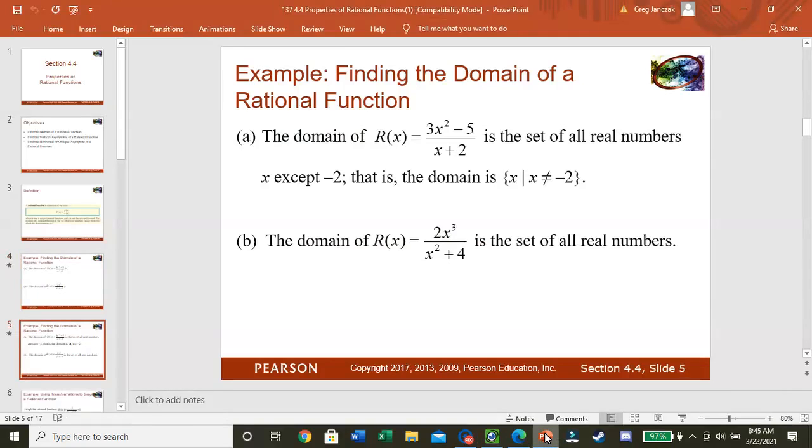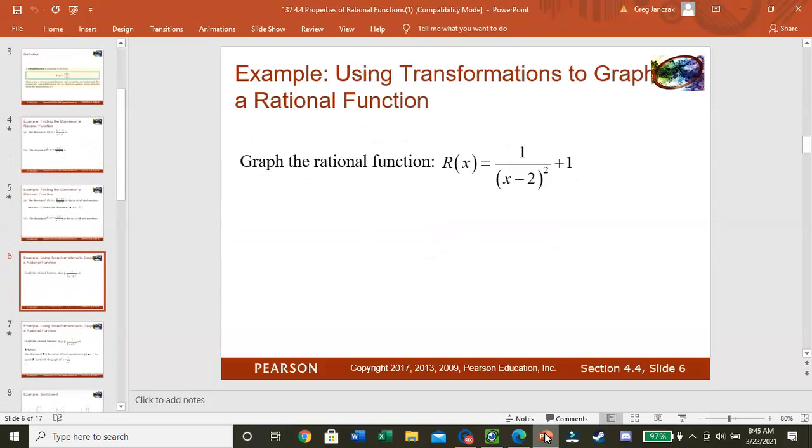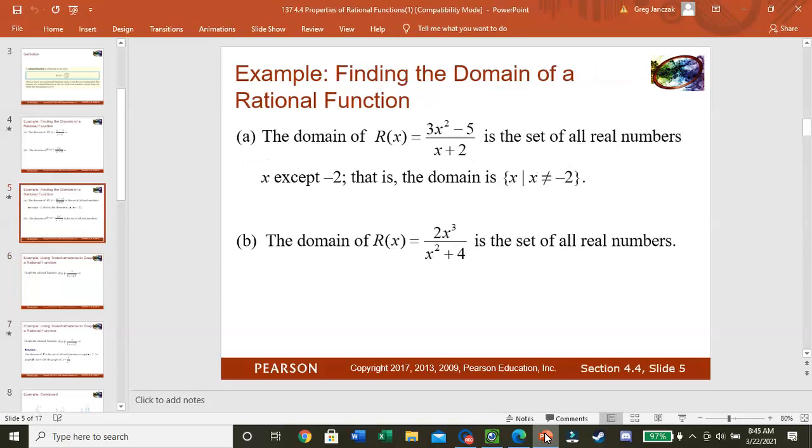All right. Any questions with that? Okay. Now, here, using transformations to graph a rational function. All right. Before we get to that, let's go back to our parent graphs. Okay.